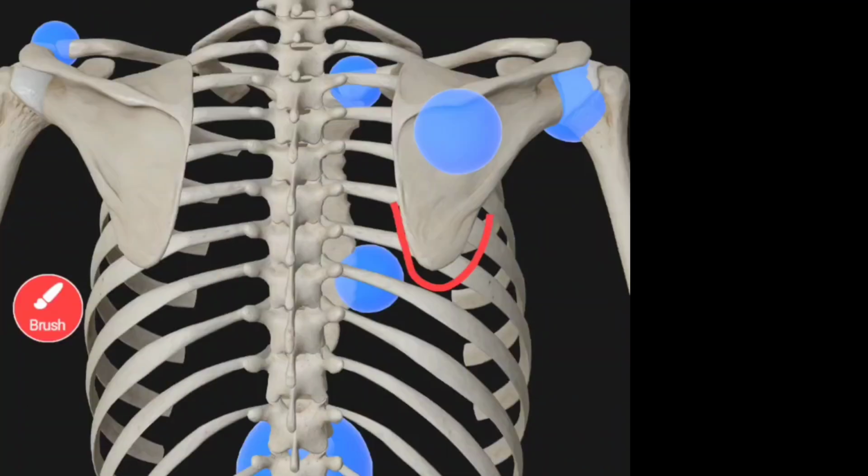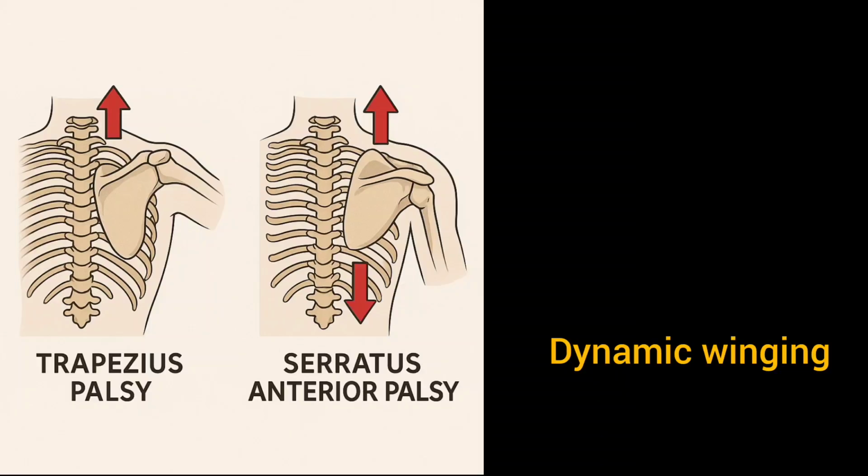Okay. Next is rotatory winging. For rotatory winging, the inferior angle of any one of the scapulae moves outward. That is rotatory winging. Then next is dynamic winging.